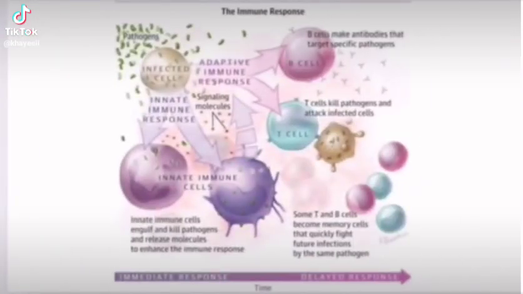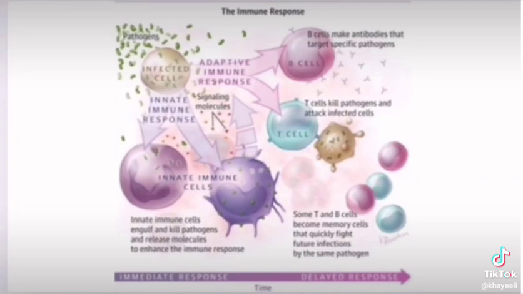The immune response is the body's defense mechanism against harmful invaders such as bacteria, viruses, fungi, and parasites. It involves a complex network of cells, proteins, and organs working together to identify, neutralize, and eliminate these threats. The immune response can be divided into two main types, innate immunity and adaptive immunity.